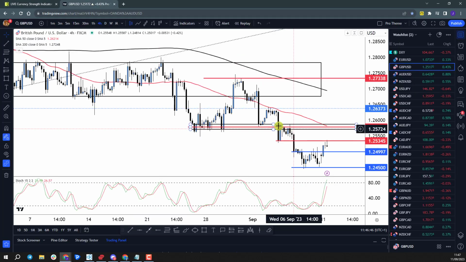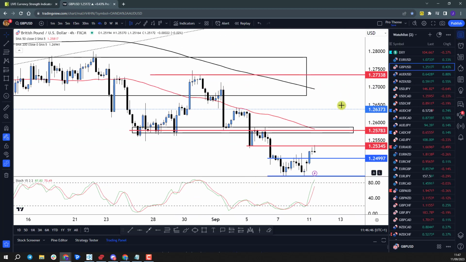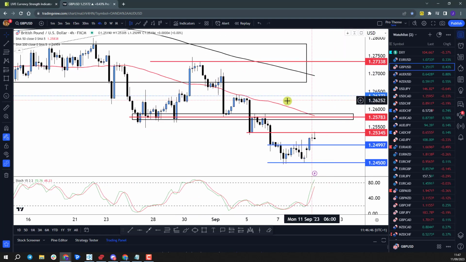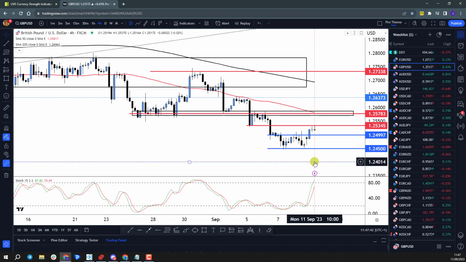So let's just have a little look at cable then. Let's have a look at what we were looking at going into the weekend. Essentially what had happened was we were looking for the rejection of the 125 handle to see a continuation to the downside, 124 being our ideal target here.